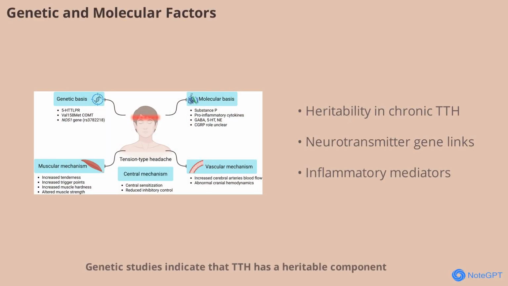Genetic studies indicate that TTH has a heritable component, especially in cases without comorbid migraine and in chronic or frequent episodic forms. Polymorphisms in genes related to neurotransmitter function, such as 5-HTTLPR and COMT, have been linked to increased risk. Molecular mechanisms involve the release of nociceptive mediators from muscle trigger points, leading to local inflammation and sensitization.